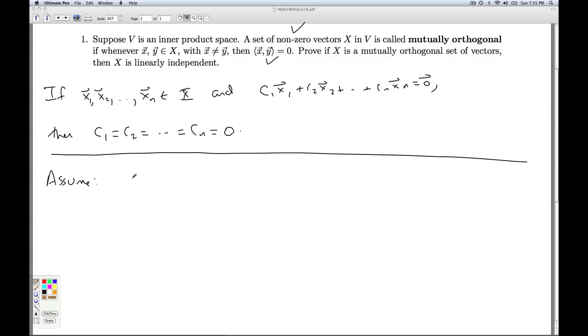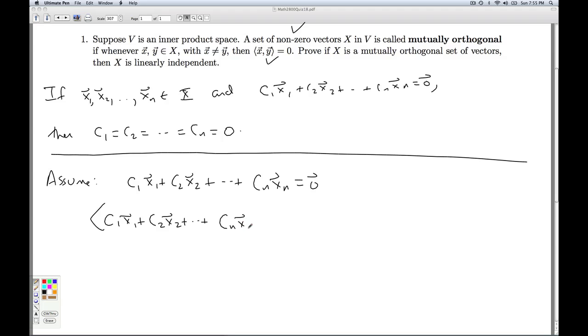So let's assume we have these vectors in X and then you have a linear combination equal to 0. How am I going to get the c_i's equal to 0? Well, I have to somehow get the inner product involved. So I'm going to take the inner product of both sides with, say, x_i. So in other words, c1x1 plus c2x2 up to cnxn, inner product with any of the x_i is equal to 0 inner product with the x_i.